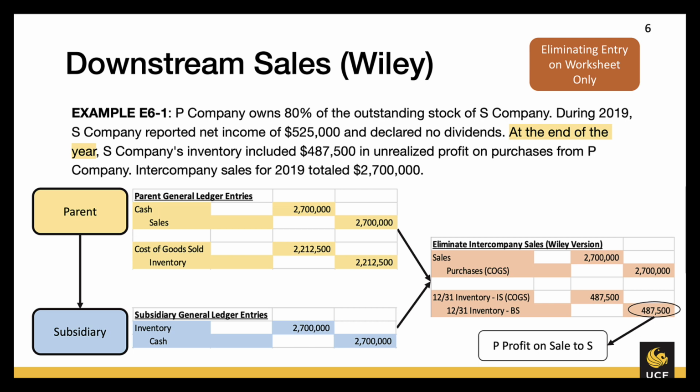So we're going to reduce the inventory by crediting 12/31 inventory on the balance sheet by the amount of intercompany profit, or the amount of markup that the parent made on that inventory before selling it to the subsidiary, which was the $487,500. Then the debit here is going to be to ending inventory where it appears on our income statement to make sure that the calculation of cost of goods sold also has that amount removed from ending inventory.